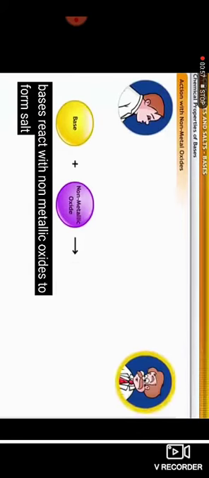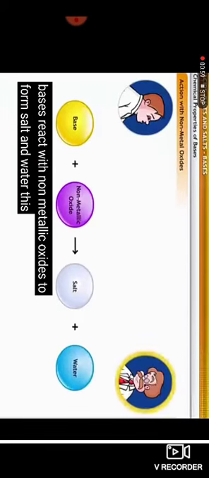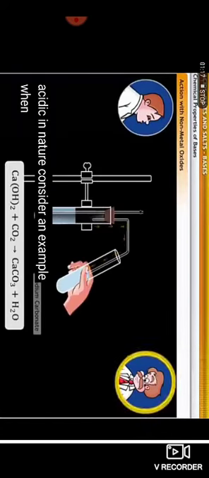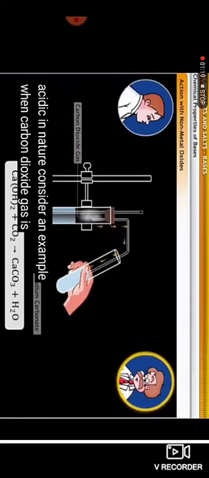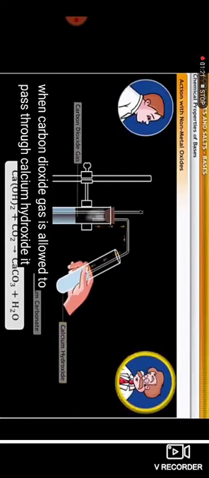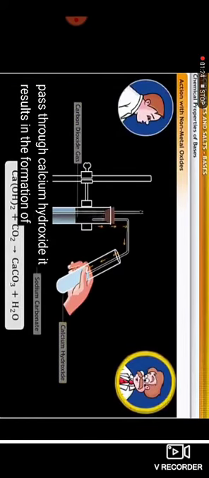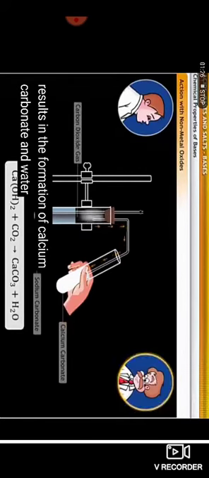Bases react with non-metallic oxides to form salt and water. This is very similar to a neutralization reaction between an acid and a base. From this, it can be concluded that non-metallic oxides are acidic in nature. Consider an example. When carbon dioxide gas is allowed to pass through calcium hydroxide, it results in the formation of calcium carbonate and water.